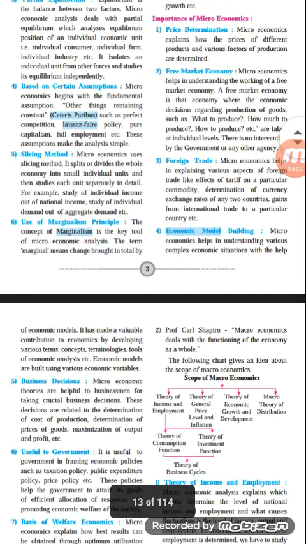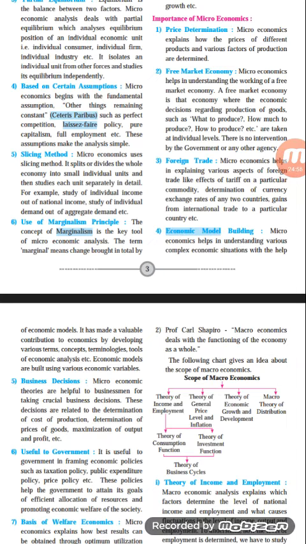The first one is price determination. Microeconomics explains how the prices of different products and various factors of production are determined. Obviously, in microeconomics, we know very well that the prices of goods and services are determined on the basis of demand and supply analysis. In demand there are different factors, and in supply different factors are there. Both the factors will determine the goods and services that are produced and distributed in the market.